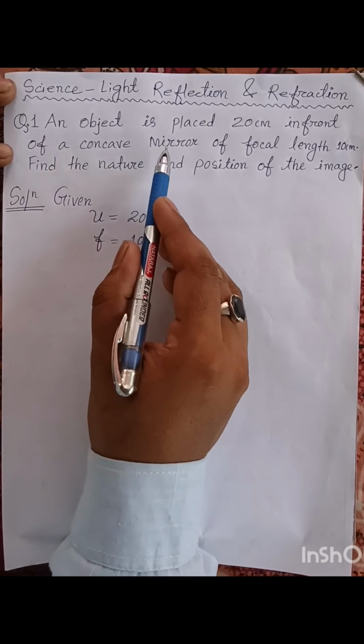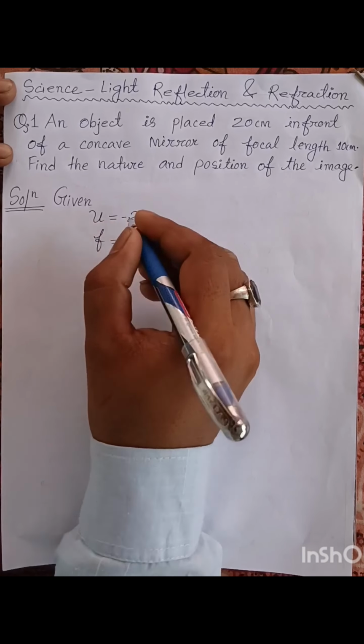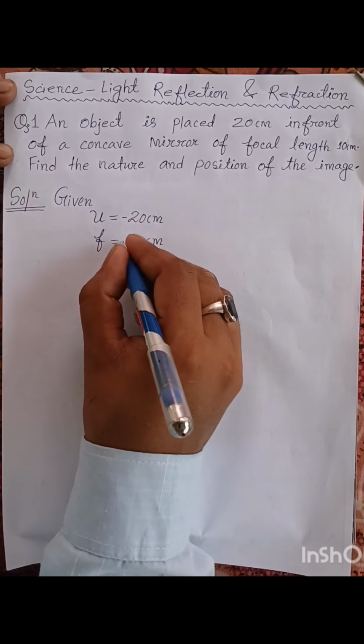Now this is a concave mirror, so here I'll use the sign convention for concave mirror. In concave mirror, u value is always negative, so write here negative. f value is always negative, so write here negative.